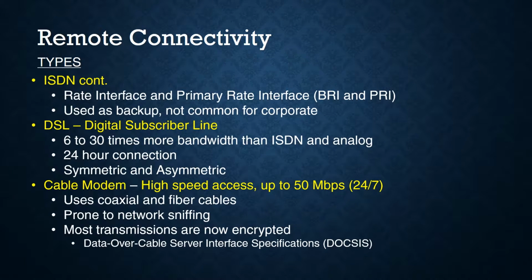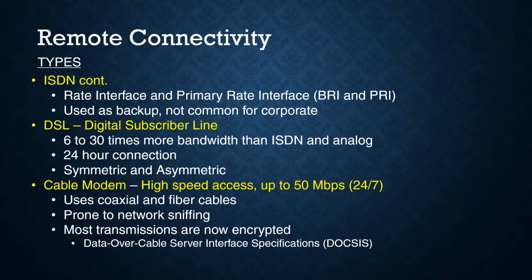Now, DSL is something we need to talk about. DSL is also a different type as well. It's a digital subscriber line, basically, and it provides 6 to 30 times more bandwidth than ISDN and analog. It gives you a 24-hour connection, so it's always on. You don't have to dial up anything. And it gives you symmetric and asymmetric services, which means that your speed can be the same going up or down, or asymmetric, meaning the download speed is faster, but the upload speed is a little slower. It's most common with home-based networks because they don't really need a very fast upload.